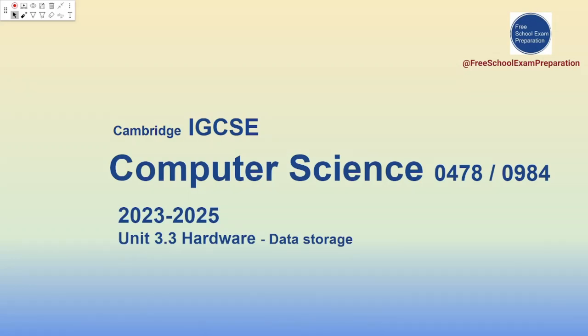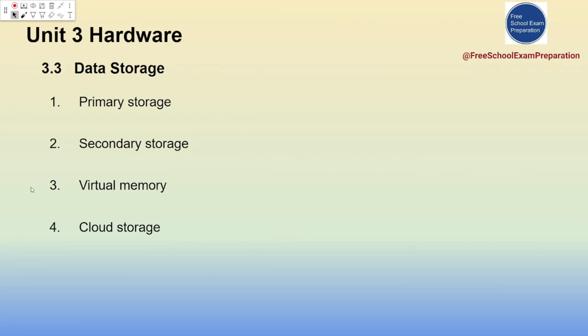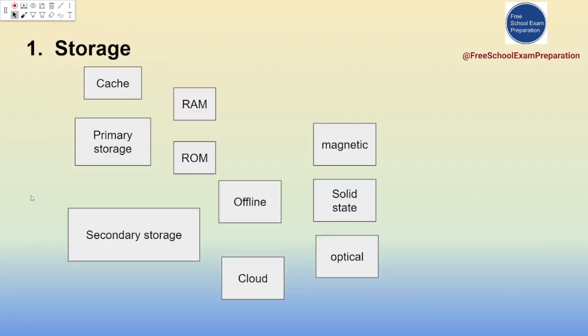Today we're going to talk about Cambridge IGCSE Computer Science 0478, and this is for the syllabus from 2023 to 2025. Today's unit is Unit 3.3, Data Storage. In this lecture, we'll talk about the difference between primary storage and secondary storage, and then we'll introduce virtual memory and also its advantages. And finally, we'll discuss the pros and cons of using cloud storage.